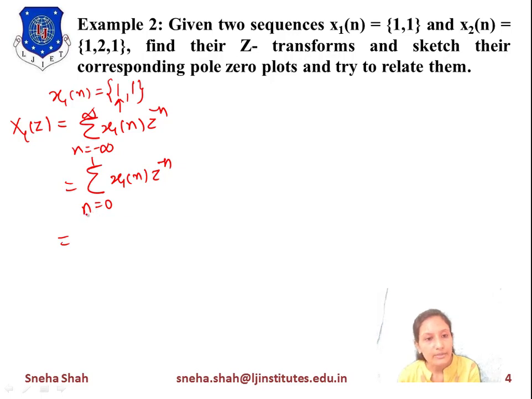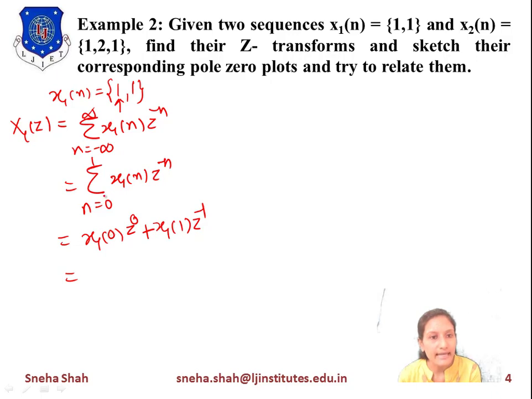Now if we put the value of n in this equation, the first term becomes x1 of 0 z raised to 0. Because this is a summation, we put a plus. Then the second term is n equals 1. If we put n equals 1 in this, it becomes x1 of 1 z raised to minus 1.